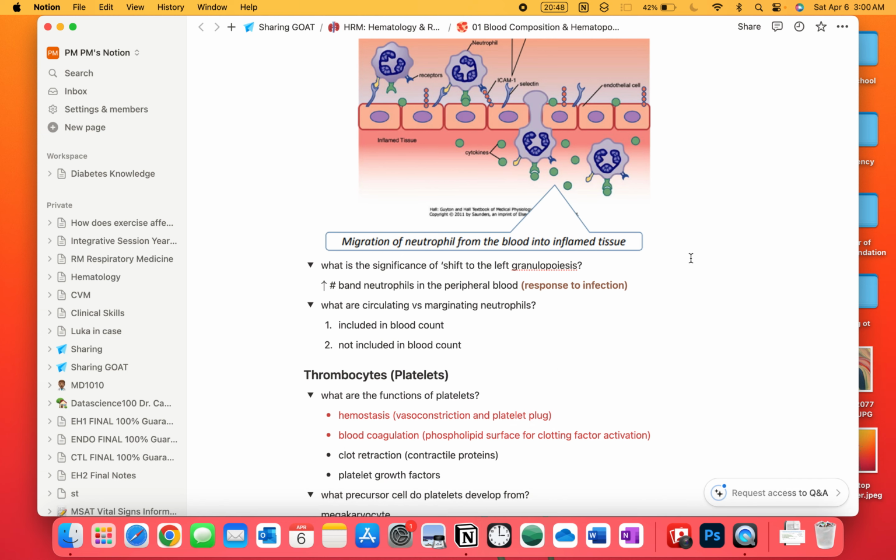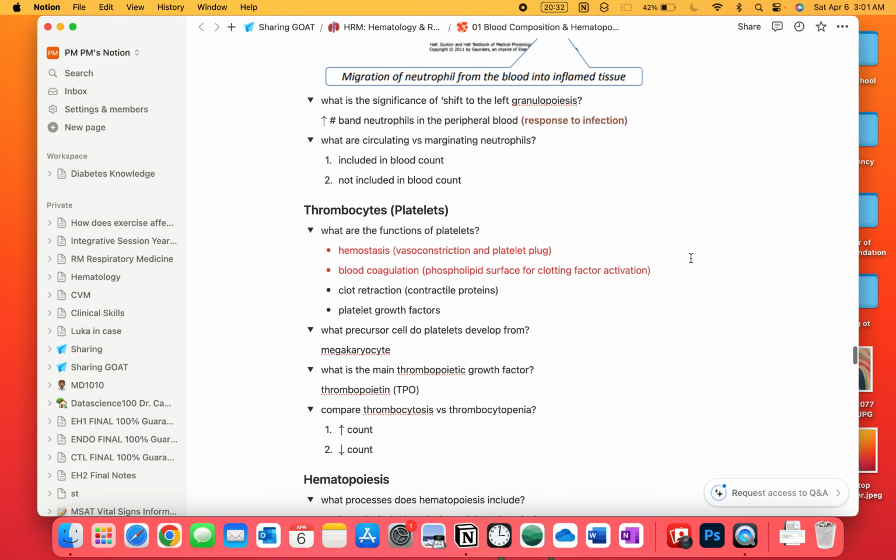What's the significance of shift to the left in granulopoiesis? This just means increased bands. Again, band neutrophils are going to be your immature neutrophils in the peripheral blood. What's circulating versus marginating neutrophils? Circulating are included in the blood cell count. Marginating are not included in the blood cell count.